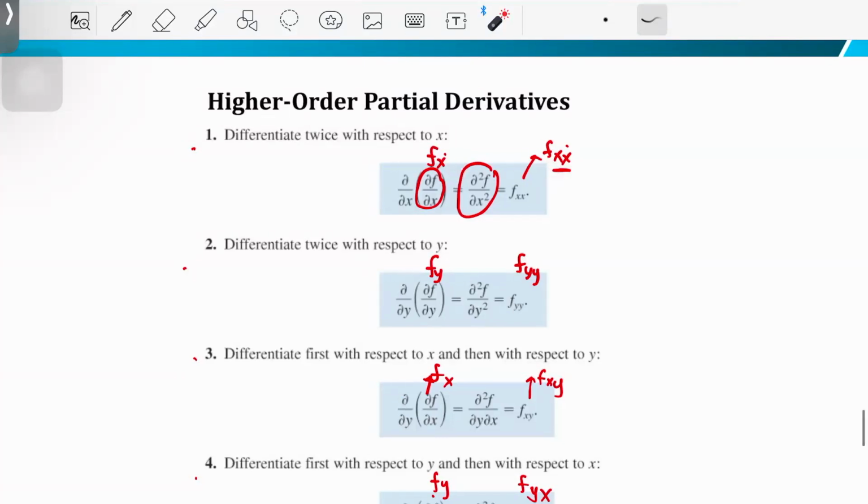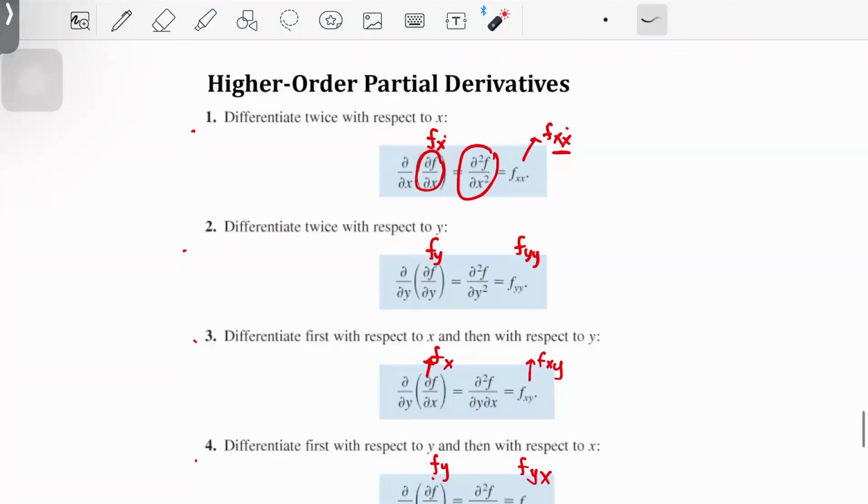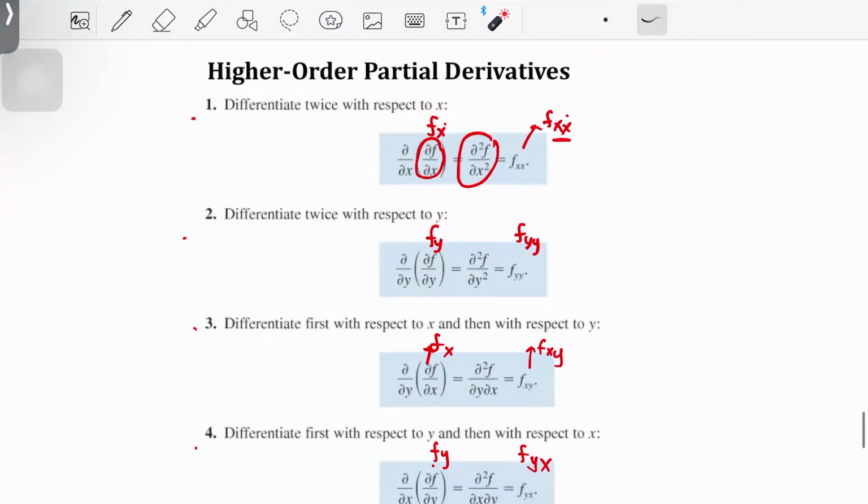However, kung kanang first derivative nimo class kay atong i-differentiate with respect to y partially, butangan nimo y dira. Okay? So, there are four. Kung magkuha tag second derivative, this is what you call the mixed partial derivatives. That's why you have f sub double x, f sub double y, f sub xy, f sub yx.